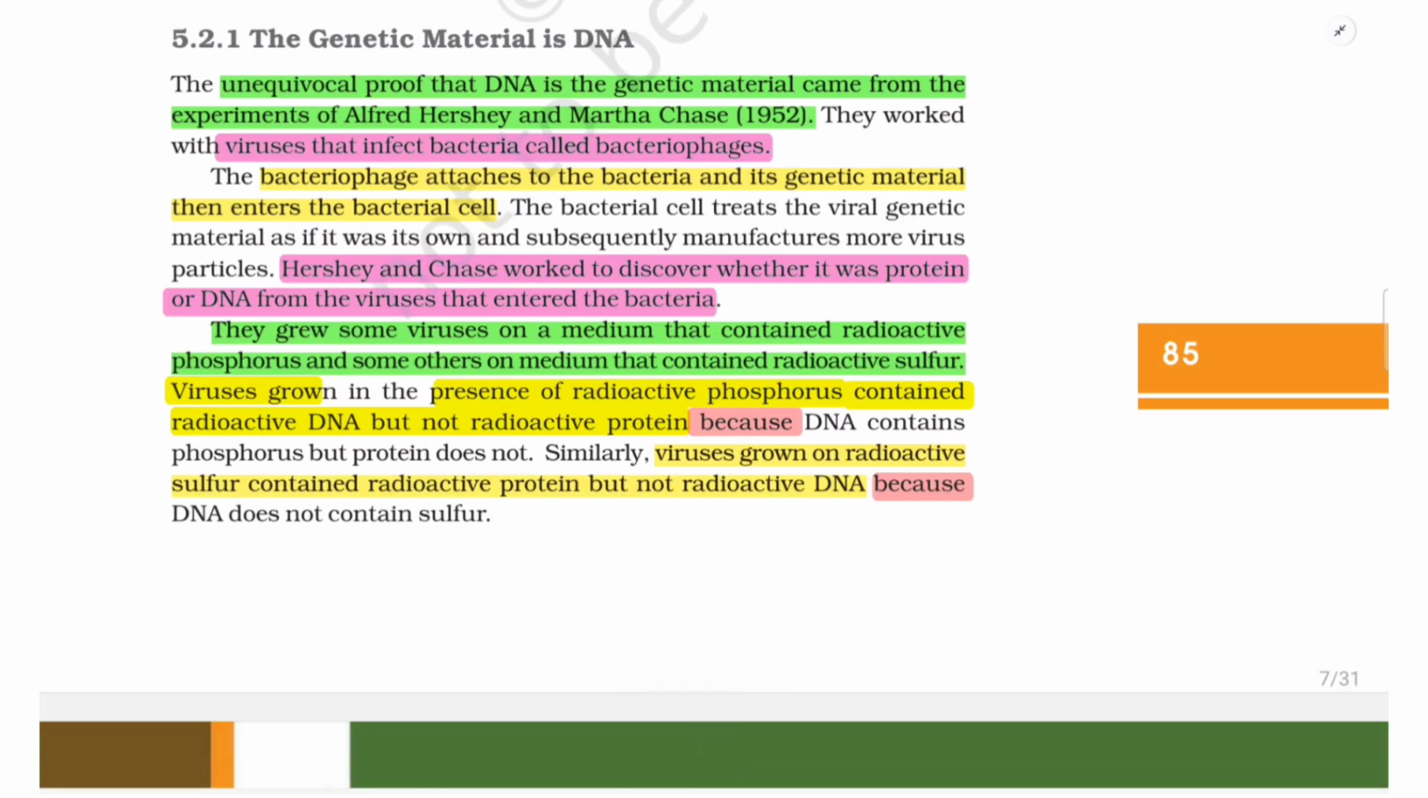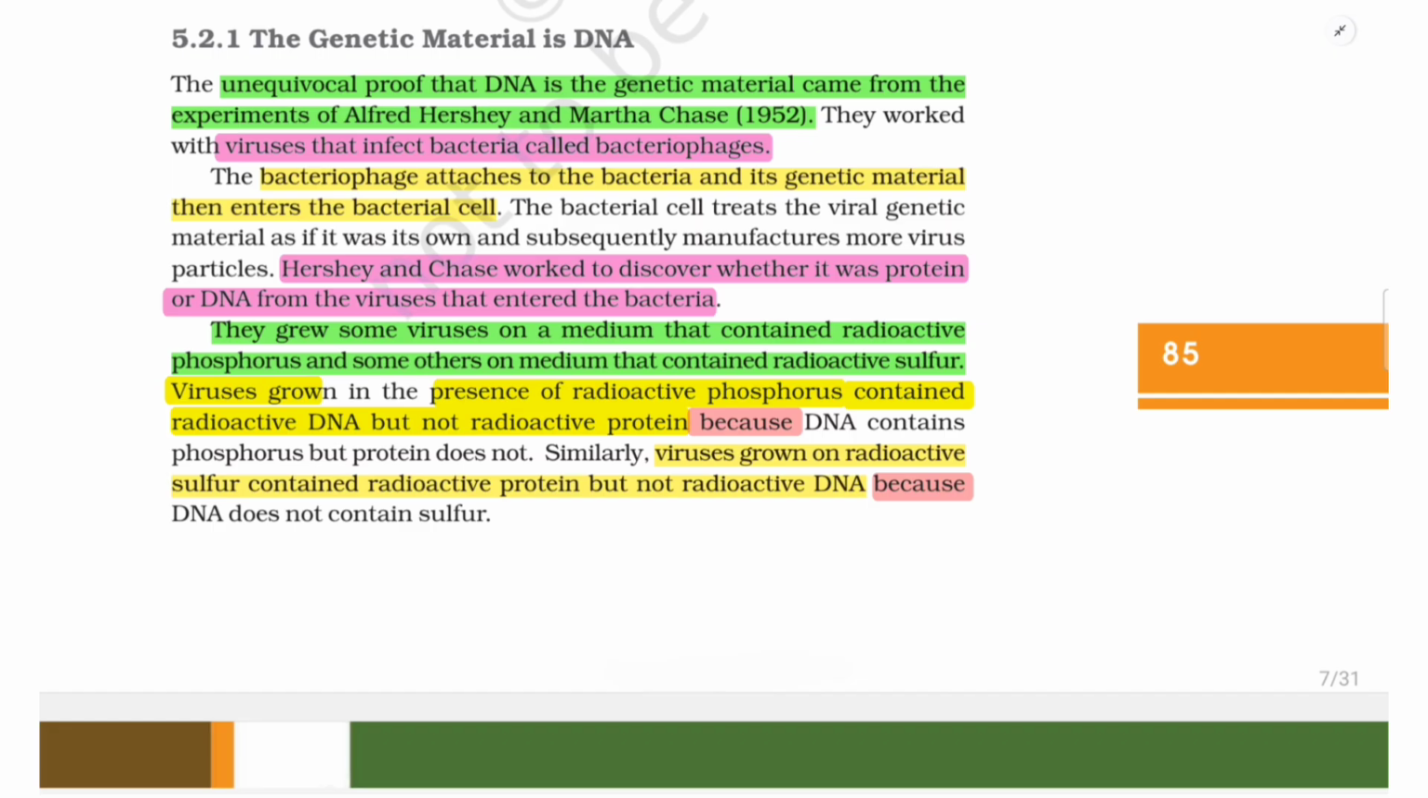5.2.1 The genetic material is DNA. The unequivocal proof that DNA is the genetic material came from the experiments of Alfred Hershey and Martha Chase in 1952. They worked with viruses that infect bacteria called bacteriophages. The bacteriophage attaches to the bacteria and its genetic material then enters the bacterial cell. The bacterial cell treats the viral genetic material as if it was its own and subsequently manufactures more virus particles.